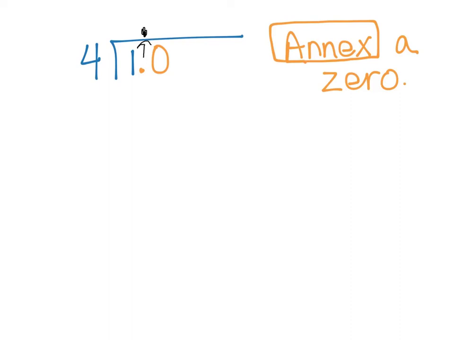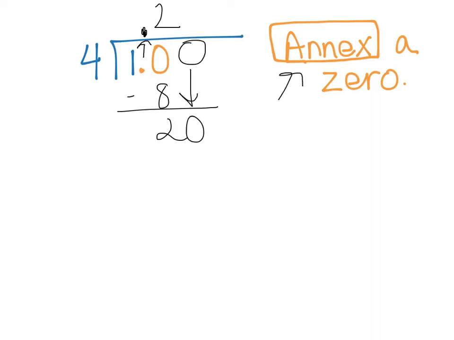And we have 4 goes into 10. How many times? 2. 4 times 2 is 8. And then we're left with 2. Does 4 go into 2? No. So we're going to annex another 0, bring that down, and now we have 4 into 20. 4 goes into 20 5 times. 4 times 5 is 20. And when we subtract, we're left with 0.